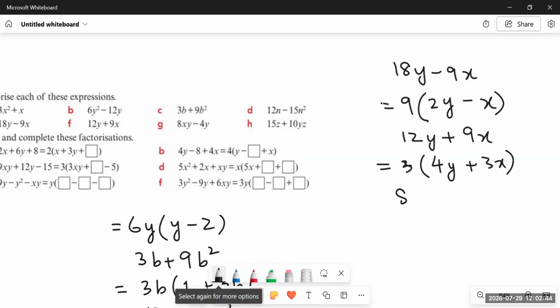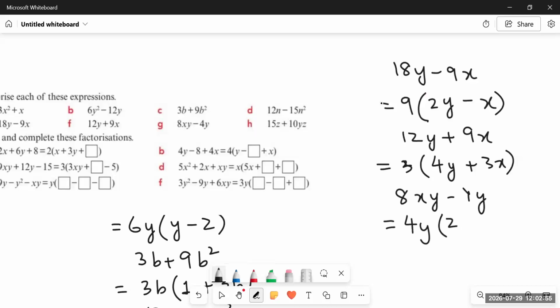Next we have 8xy minus 4y. So between 8 and 4, we have 4 in common. Between xy and y, y is in common. Now let's open up the bracket. 4 2s are 8. And we have xy and y outside. So we are left with x minus 4 1s are 4, and y is already there. So we have 1 inside.